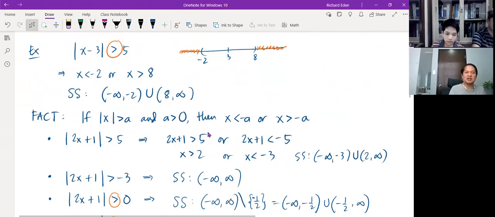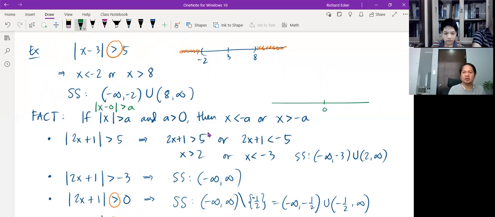This time, if the absolute value of x minus 0 is greater than a, the situation being described is that x is far from 0. Malayo ang x sa 0. In fact, here is 0, here is a, and here is negative a. Magdistansya ng x from the origin 0 farther than a units.